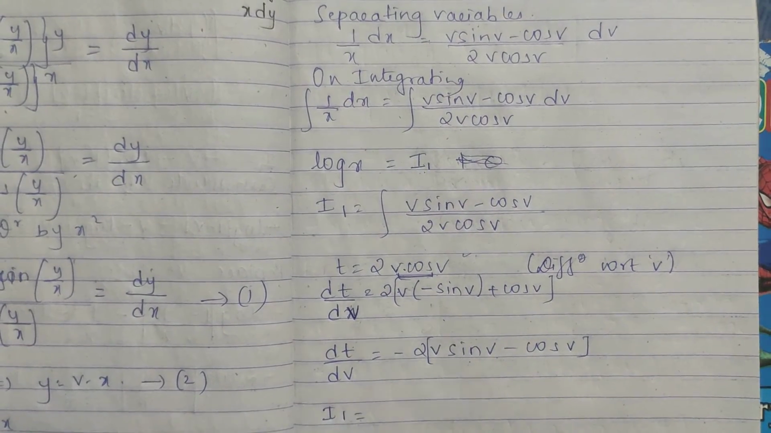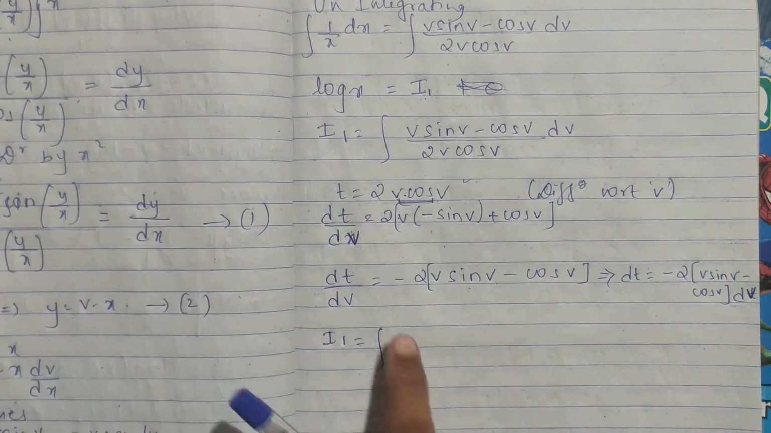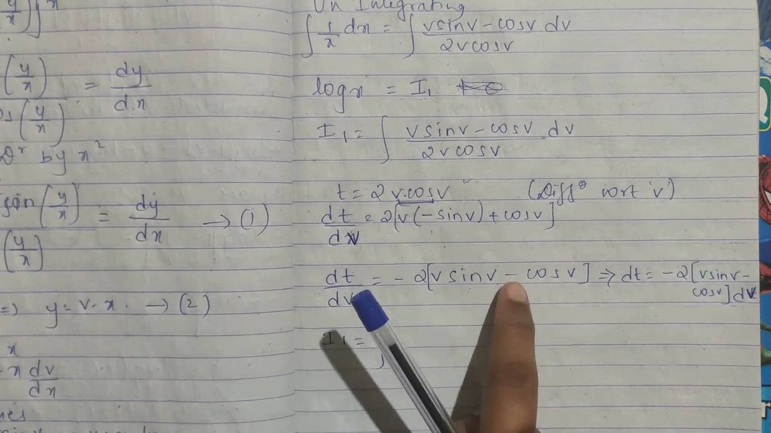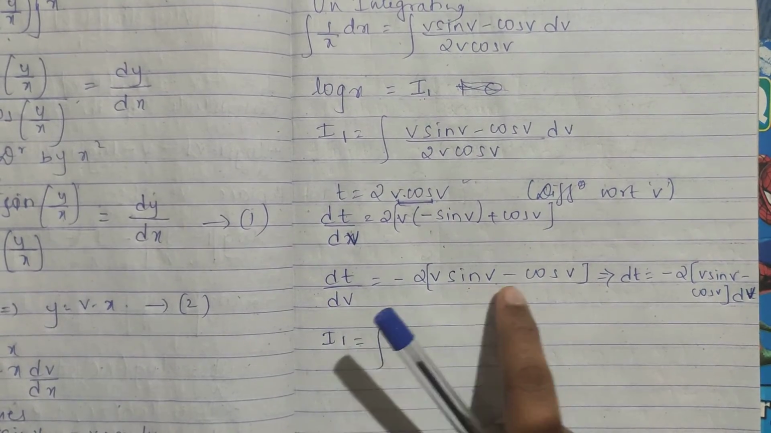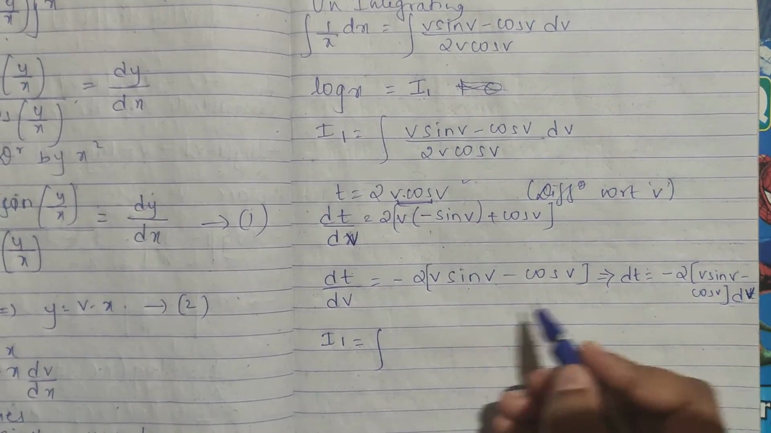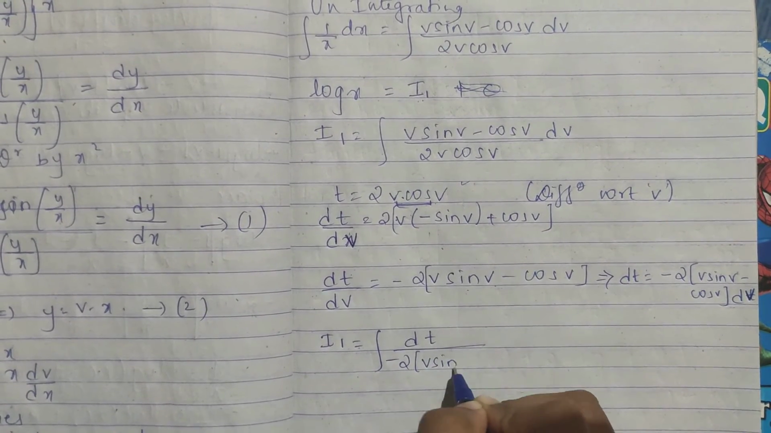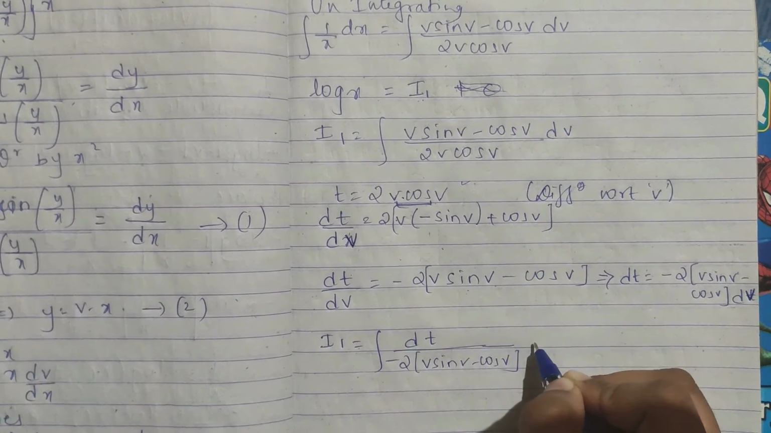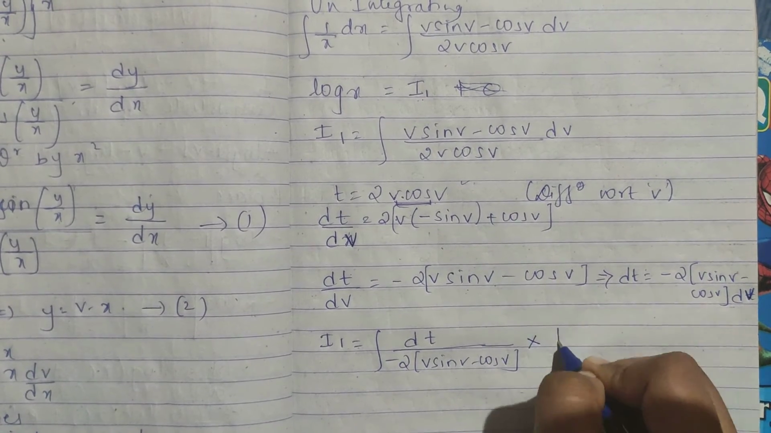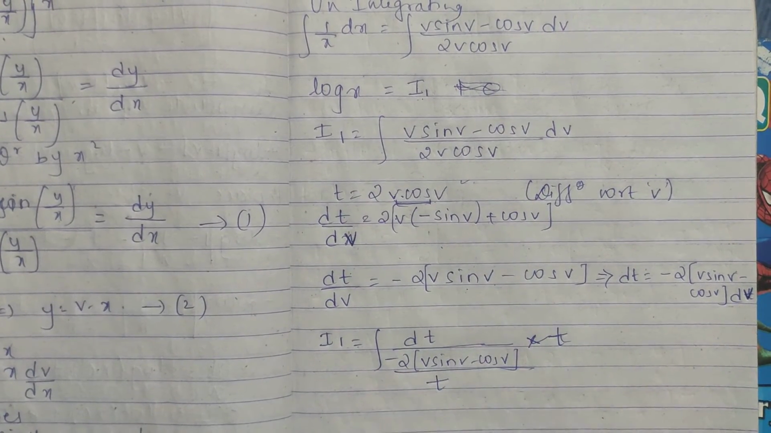So first I1, here you can see v sin v minus cos v dv. From here you should get minus 2 of v sin v minus cos v dv, right. So dv value will be dt divided by minus 2 sin v minus cos v, and your t is 2v cos v. So substituting that, your dv you will get dt divided by minus 2 v sin v minus cos v, and it is divided by t, right.